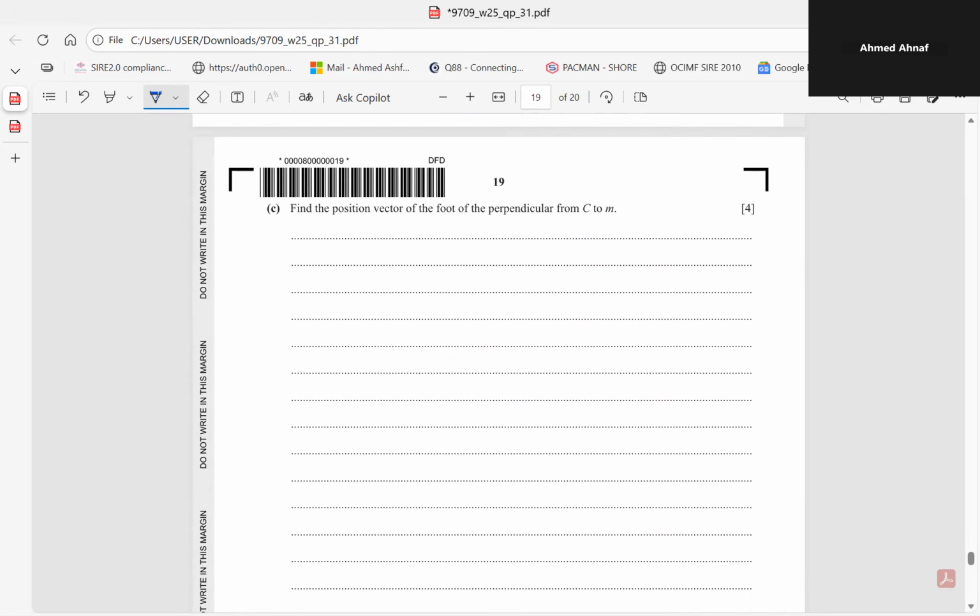Let's head on to the next part. Okay, so for this final part, we're supposed to find the position vector of the foot of the perpendicular from C to M. Okay, so to do this, first let's draw a sketch. So of line M and point C. So the foot of the perpendicular is basically the position vector of the line connecting from C to M, where these two lines are perpendicular. So this is the foot of the perpendicular.